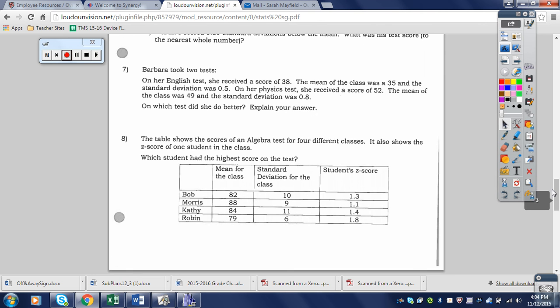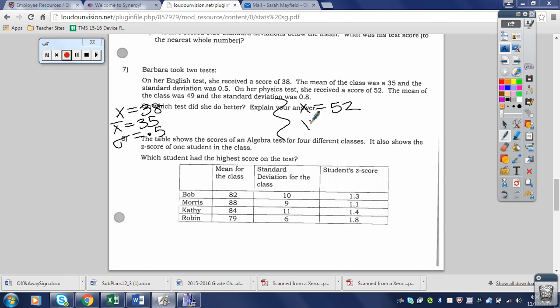Let's look at number 7. Barbara took 2 tests. In English, she received a score of 38. The mean of that was 35, and her standard deviation was 0.5. On physics, she received a score of 52. The mean was 49, and the standard deviation is 0.8. All right, what's the only thing I know what to do with these 3 variables?